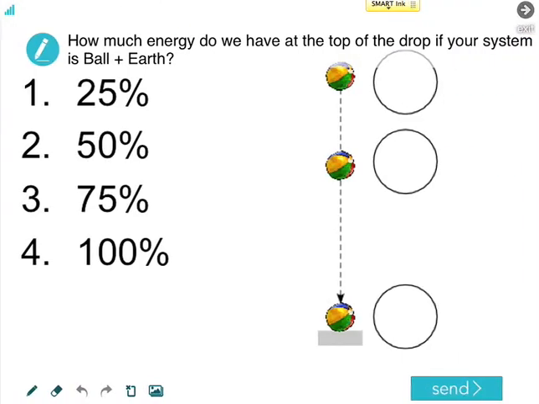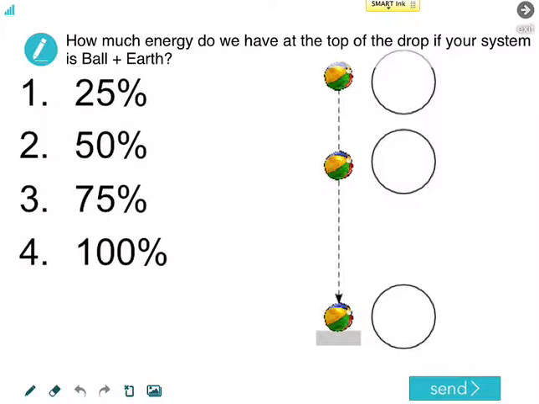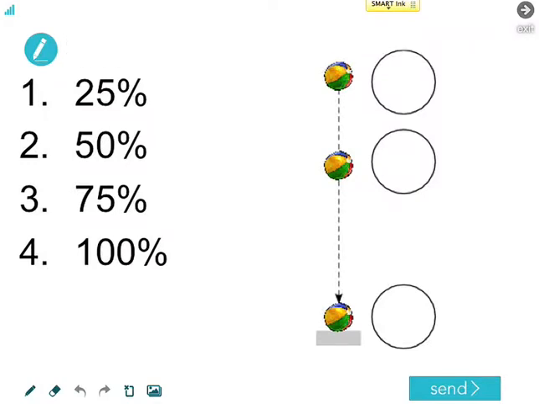Now, at the very top of the ball drop, you want to know how much energy is present. Well, since we made our system as big as possible by including the earth, that means we have 100% of the energy present at the top, at the middle, and at the bottom of the drop, because it's a closed system and energy cannot leave.